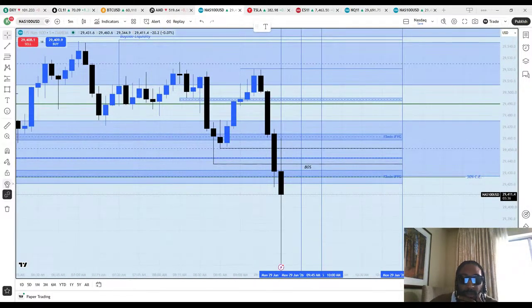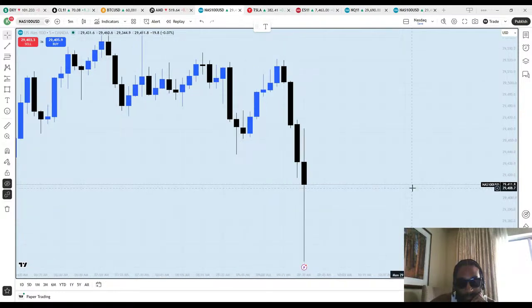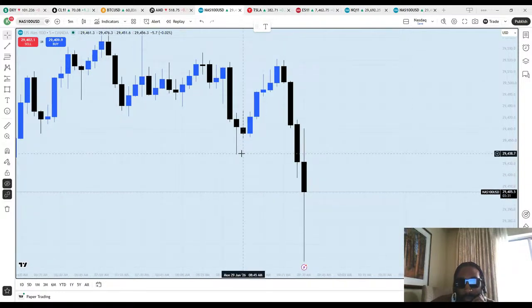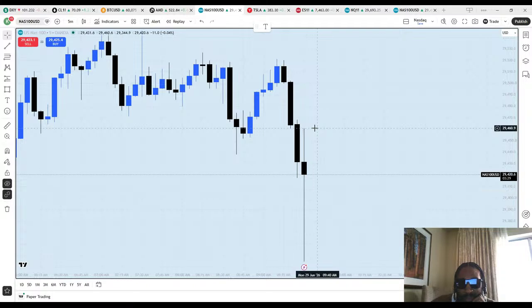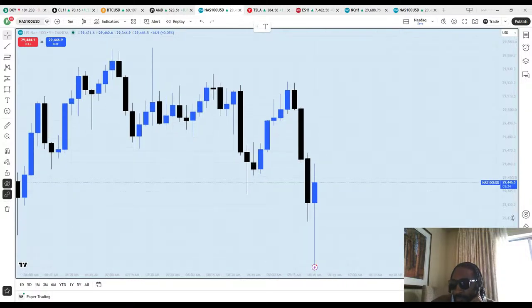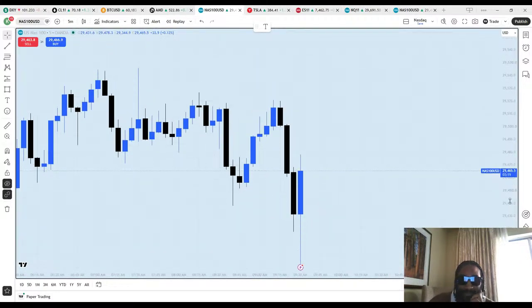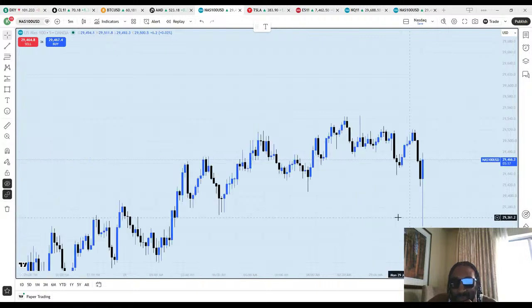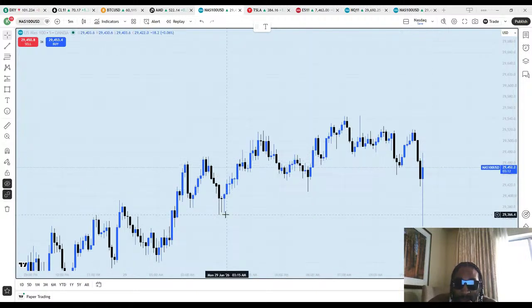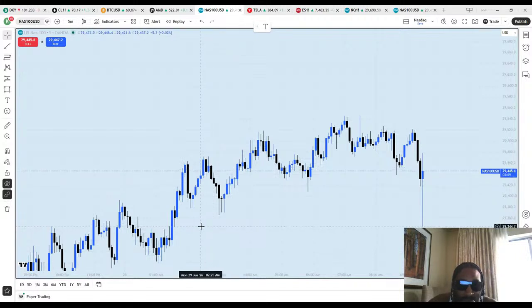Let's get rid of this stuff. So we have the breaker structure under here. No, that's not a gap. Definitely not a gap. All right, so these wicks took out liquidity here, here, and what did it do down here? Tap this order block down here. Yep, already tapped the order block.